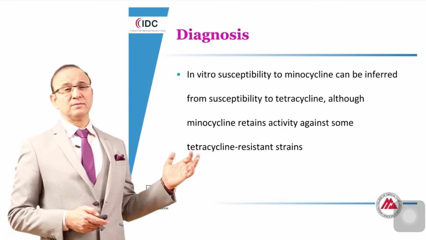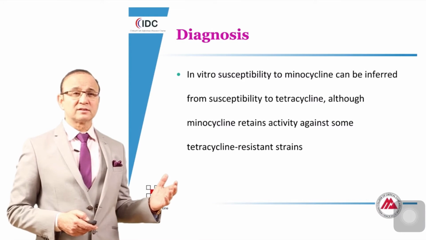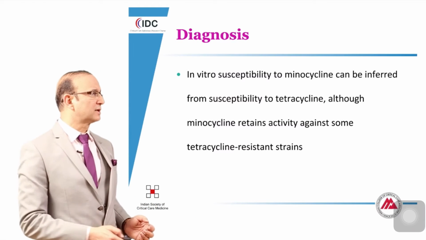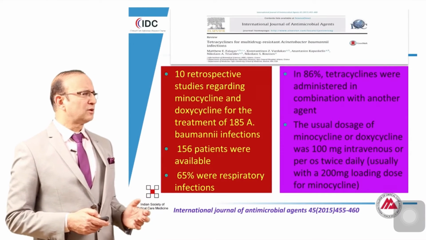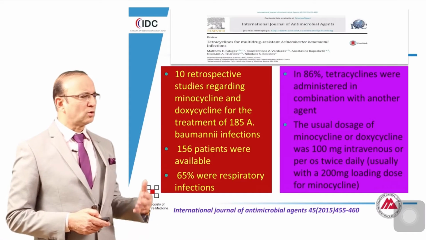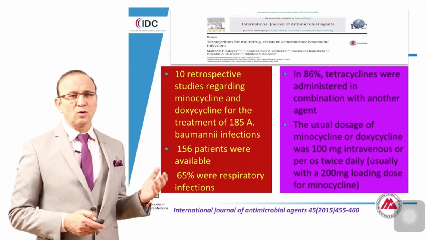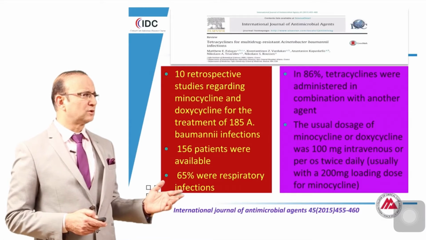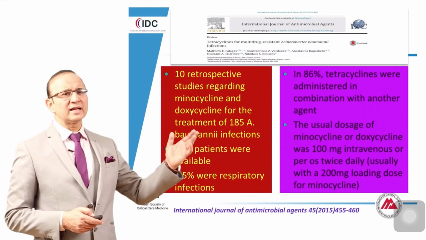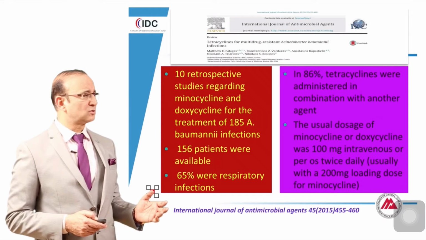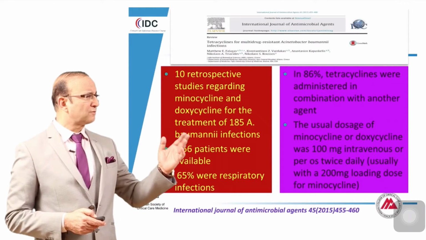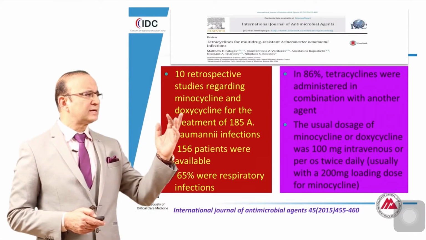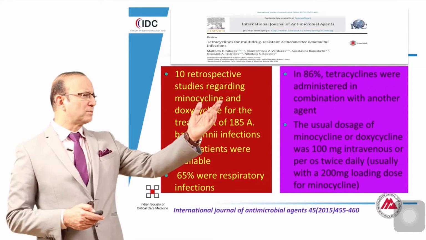How to diagnose that the minocycline is sensitive? If you find the patient isolate is showing sensitive to tetracycline, you can imagine it will be sensitive to minocycline. This was one of the analyses again by Matthew Falagas on all the studies which had been published on minocycline, retrospective studies, most of them regarding doxycycline as well as minocycline for the treatment of 185 isolates of Acinetobacter baumannii. 156 patients were available, 65% were respiratory infection. In 86% tetracycline was administered in combination with another agent.